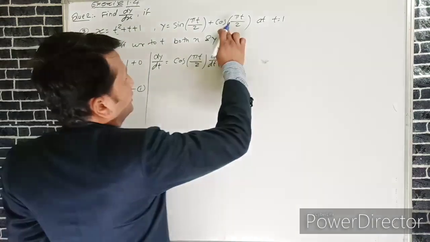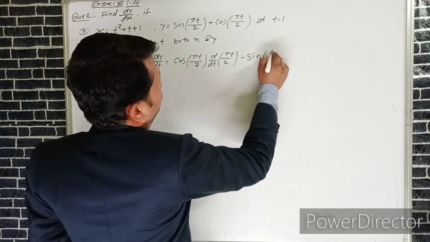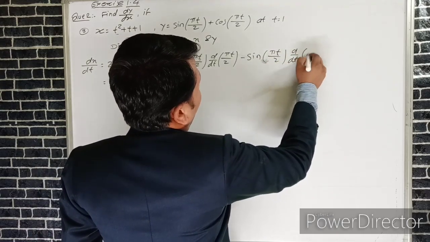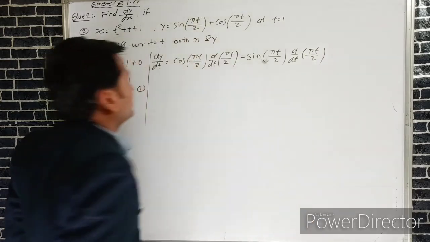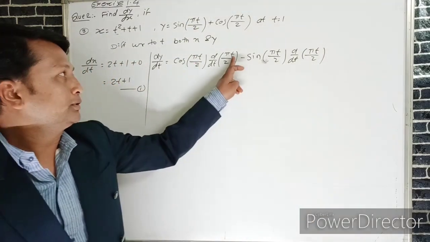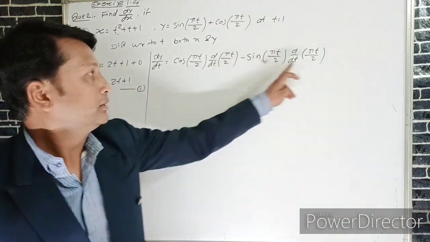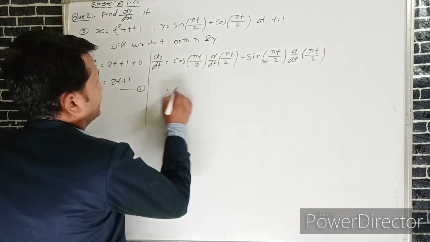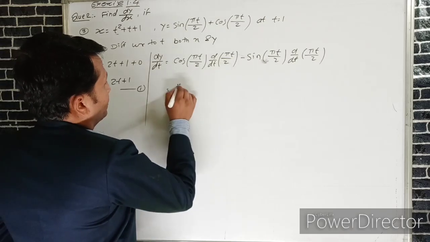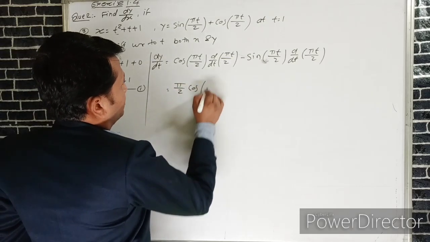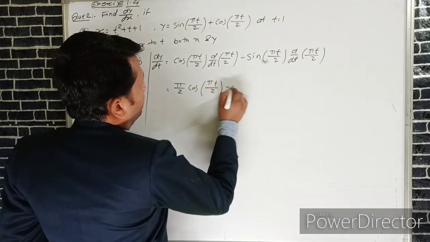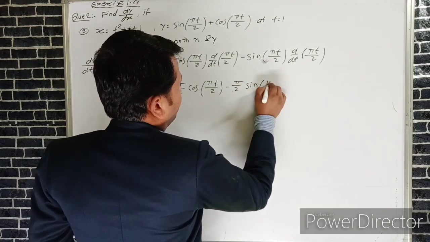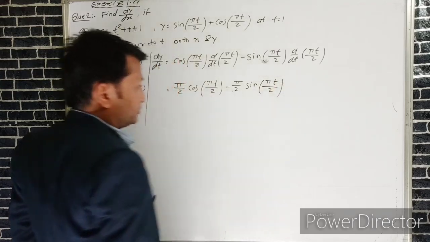Here again, the derivative of cos is minus sin of pi t upon 2, into again the derivative of pi t upon 2. Here pi by 2 is a constant and the derivative of t with respect to t is 1. Similarly, pi by 2 is constant and the derivative of t with respect to t is 1. We can write it as pi by 2 into cos of pi into t upon 2 minus pi by 2 into sin of pi into t upon 2.